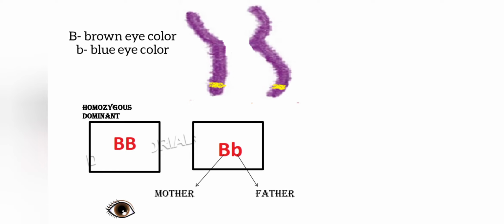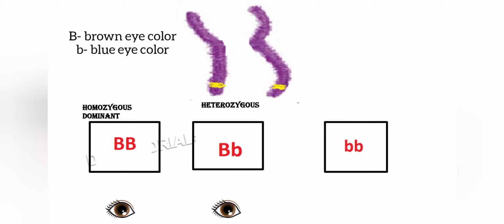So this condition will be called heterozygous. In the heterozygous condition, the dominant allele is always going to be expressed. The third condition is when there are two lowercase, or two small b's. This condition is called homozygous recessive, and in this the recessive trait is expressed. The recessive allele is always going to be expressed when it is along with another recessive allele. A recessive allele never gets expressed when it is along with a dominant allele.